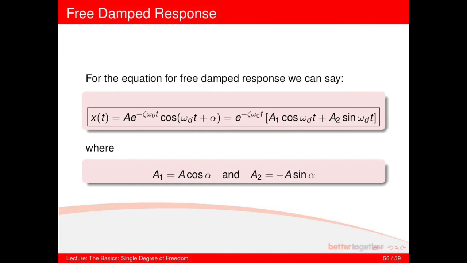Similarly, for the damped response, we had this form of equation. So now we've got the exponential in here, the decaying exponential. In terms of zeta, we can write that as A1 cosine of omega dt plus A2 sine of omega dt multiplied by that decaying exponential, because that decaying exponential affects the sinusoid. As time increases, that will reduce the amplitude of the sinusoid. And obviously, for that equation to work, A1 must be A cosine of alpha, and A2 must be minus A sine of alpha.